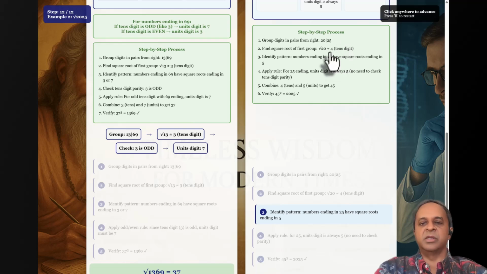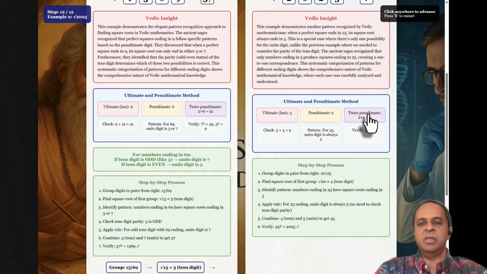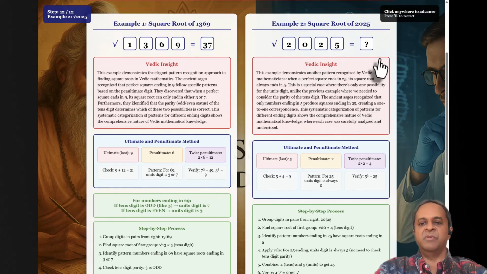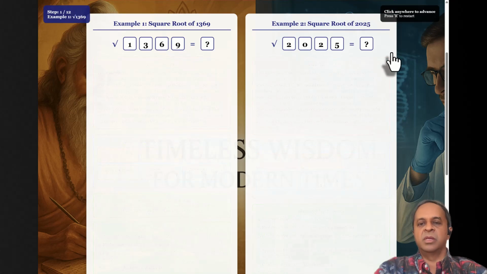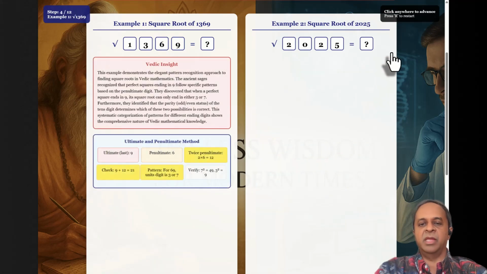So this is a lot easier. You take the first part, the closest is 4. So what's your answer? Your answer is 45. So the square root of 2025 is going to be 45. Okay?